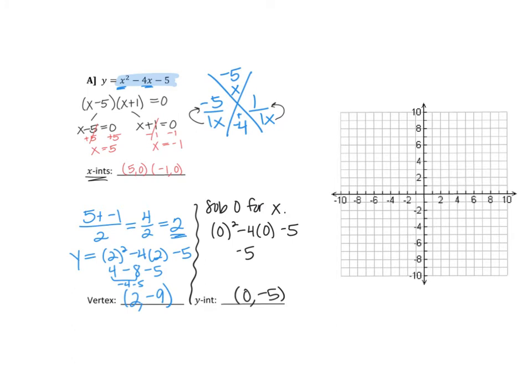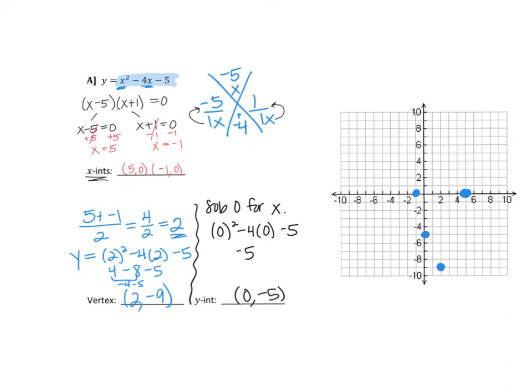So we have one x-intercept at 5, 0, one at -1, 0. We have a vertex at 2, -9. And then we have a y-intercept at -5.